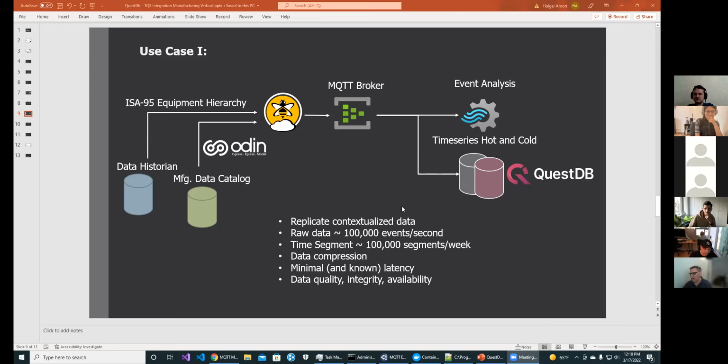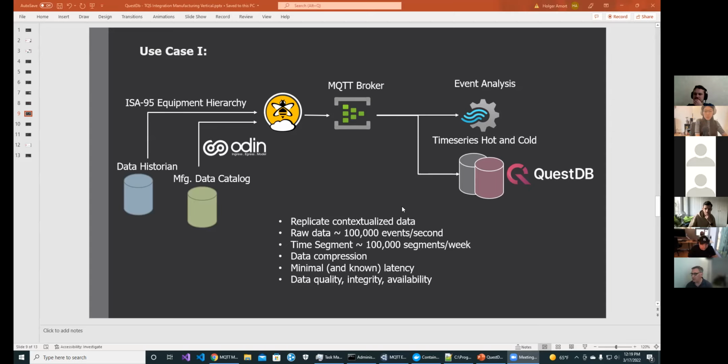And when we started that, because we have a lot of clients that are interested in this type of solution, we looked a little bit at what the requirements and specifications are for a solution like that. So from a raw data stream, we estimate that this will be 100,000 events per second. And this is based on the calculation of 50 to 100,000 process variables that are updating every half a second.